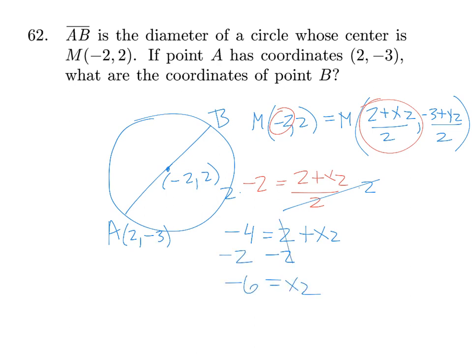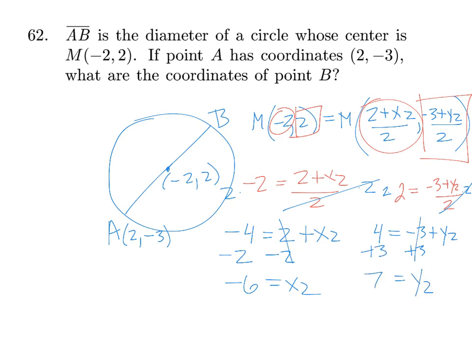Alright, got that. Then I have the next one. So I have 2 is equal to (-3 plus y sub 2) over 2. Alright, so I'll multiply by 2 on both sides again. These cancel out. So I get 4 is equal to -3 plus y sub 2. I'm going to add 3. 7 is equal to y sub 2. Okay, so then the coordinates of my point B are (-6, 7). Done.